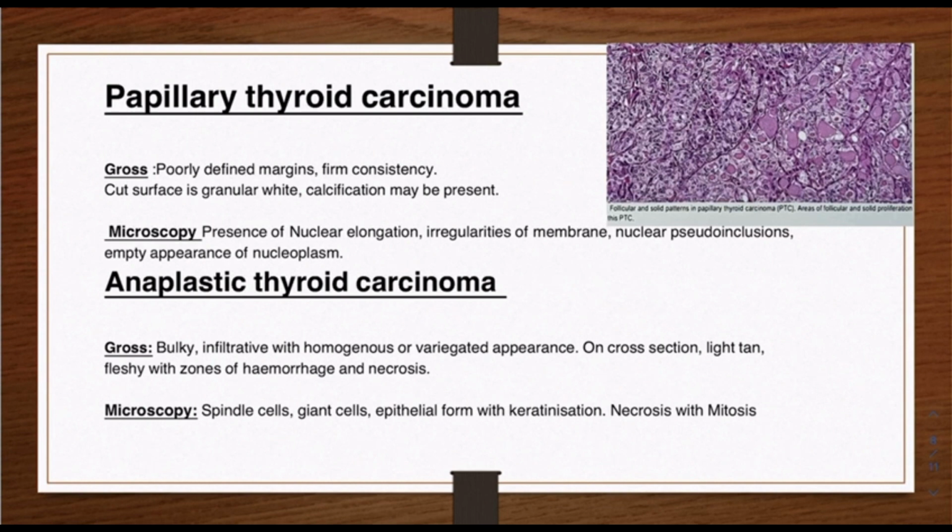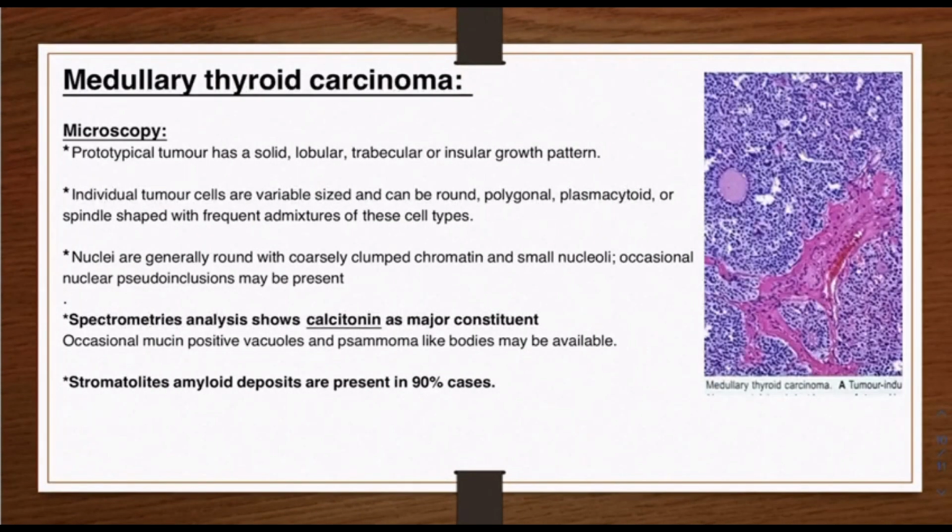Anaplastic thyroid carcinoma. The gross features include bulky and infiltrative with a homogeneous or variegated appearance. On cross-section, zones of hemorrhage and necrosis can be observed. Microscopic features. The microscopic appearance can be broadly categorized into three patterns: sarcomatoid form, which is composed of malignant spindle cells; giant cell, which is composed of pleomorphic malignant cells; and epithelial form, which is composed of cohesive tumor nests with keratinization.